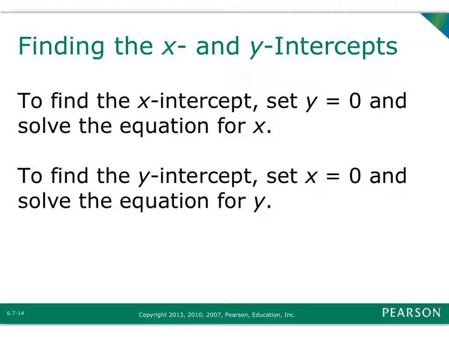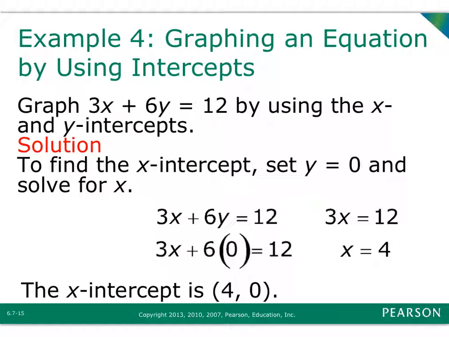To find the x and y-intercepts, we have the following conditions. To find the x-intercept, we set y equal to 0 and solve the equation for x. To find the y-intercept, we set x equal to 0 and solve the equation for y. So, in this particular case, we're going to graph an equation by using the intercepts. First of all, we're going to graph 3x plus 6y is equal to 12.